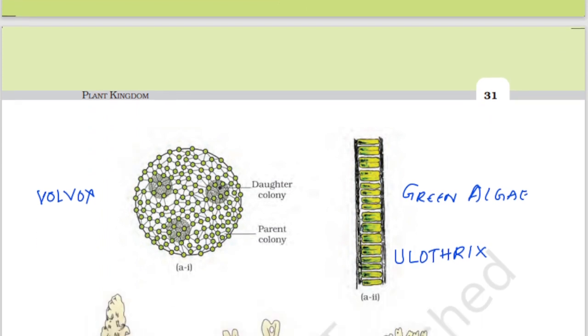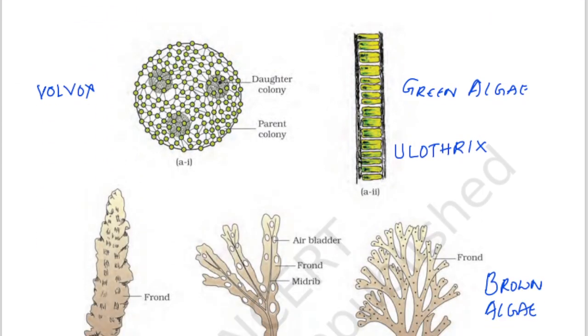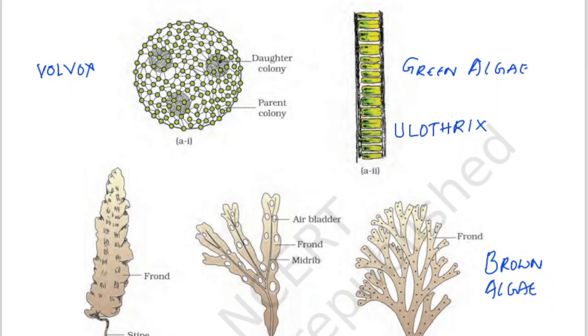Coming here, we have a pictorial representation of three types of algae, which we'll discuss soon: green algae, brown algae, and red algae. In green algae, we have examples such as Volvox and Ulothrix. In brown algae, we have Laminaria, Fucus, Dictyota. You need to see each description in the picture. For example, this is Laminaria. We have a holdfast here, then stipe here, then frond here.